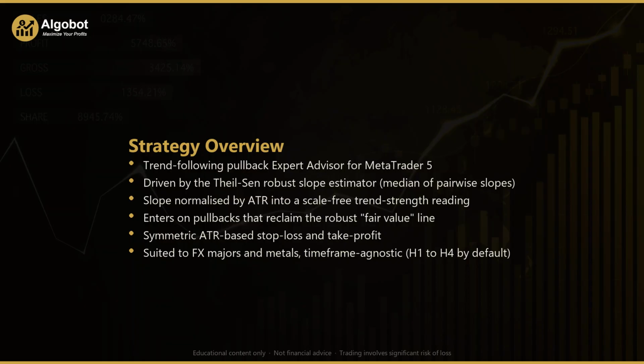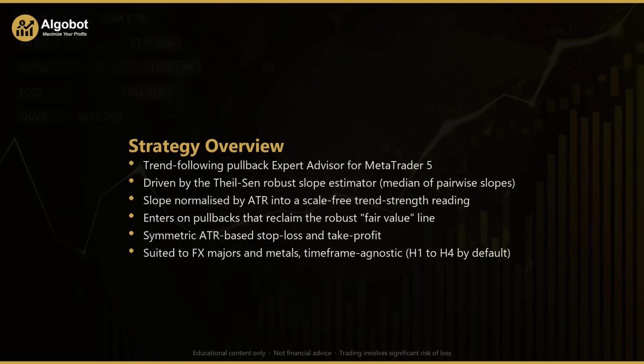To avoid that, this strategy uses the Theil-Sen slope estimator. Instead of fitting one line, it looks at every pair of closing prices inside a window and calculates the slope between them. Then it simply takes the median of all those slopes. Because the median ignores extreme values, this reading stays calm until nearly a third of the sample is contaminated. In plain terms, the trend reading stays clean even when one rogue bar tries to distort it.